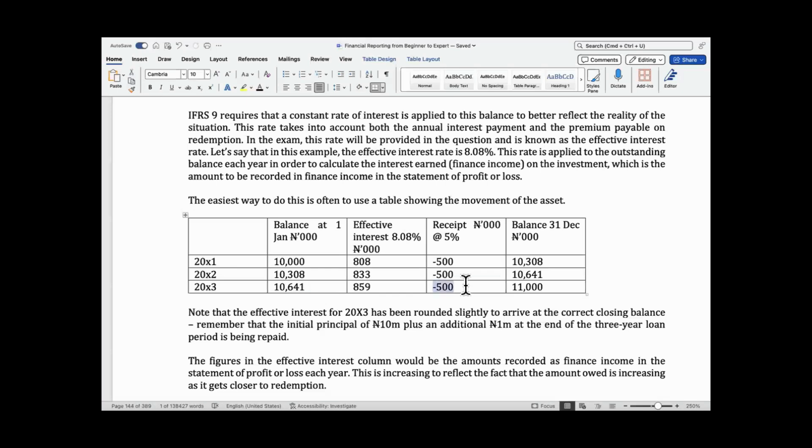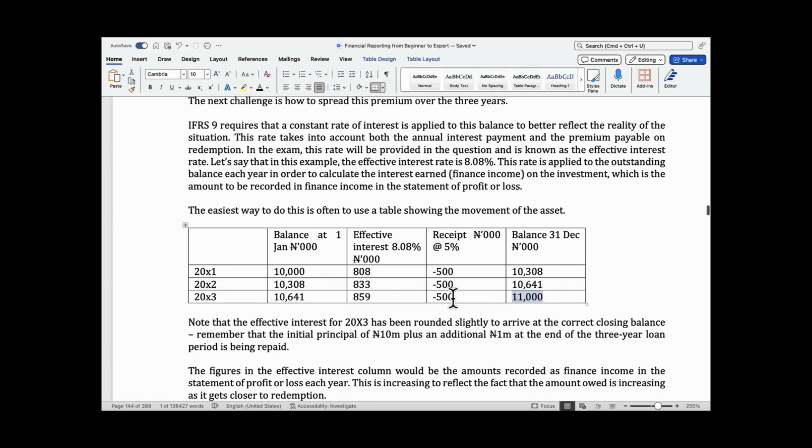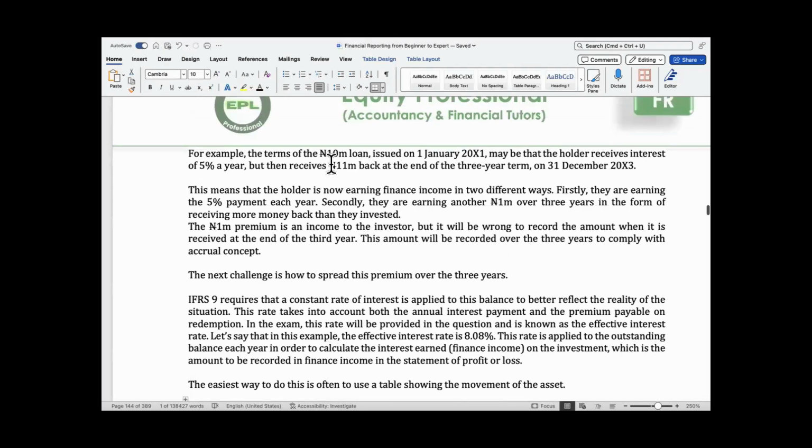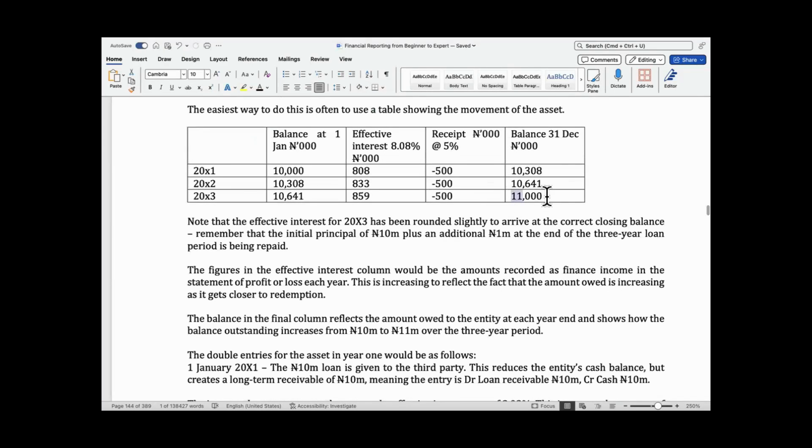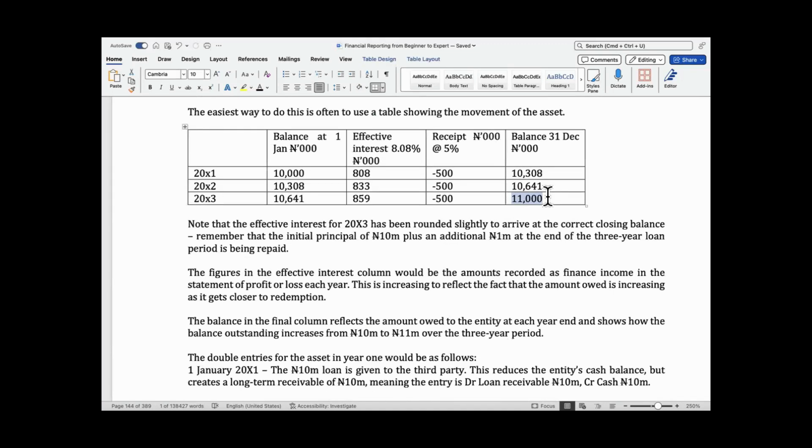You collect 500. You see, the balance will give you 11,000. The balance on your financial account will become 11,000, which is the same as what they will pay you back. So when they pay you back the 11,000, it's easy to write it off from our books. You just debit bank, credit the financial asset. It leaves your books. And everything is balanced.